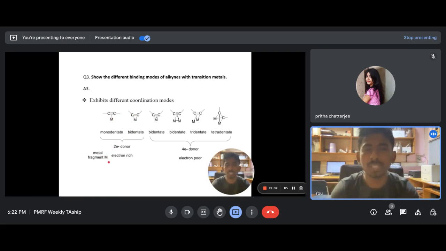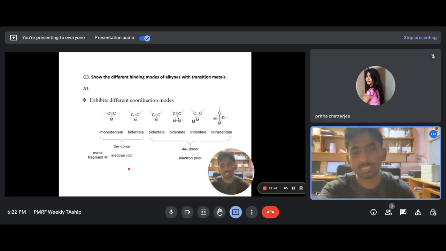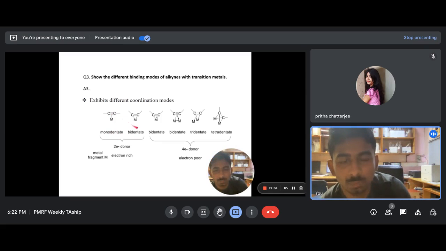The metal fragment M here is electronically rich. So an electronically rich metal system, that is the late transition metals, will be prone to have such kind of binding, where in the monodentate binding only the pi electrons are available to bind to the metal center. And the next one is a bidentate binding, where both of the carbon atoms are bound to the metal center.